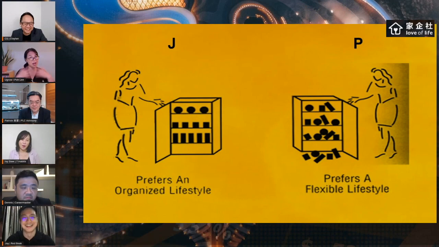And you know how J and P pack their luggage. J needs time to arrange everything nicely in each part of the luggage. But P people will take this and that, pump everything into the luggage and zip up. That is P. So when you open the P drawer, that is exactly how you see it. But when you open the J drawer, that is how you see it. J wants an organized lifestyle, but P wants a flexible lifestyle.